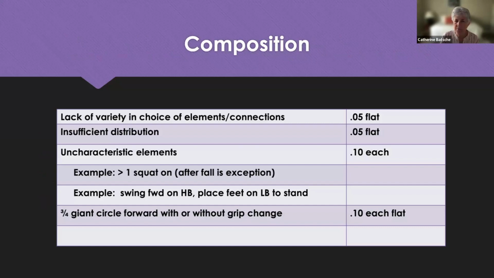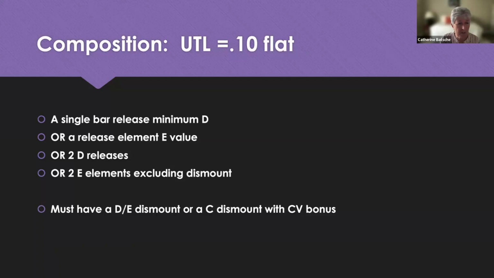1/10 each. Another composition deduction is the up to the level, and it is a flat 1/10 deduction if the gymnast does not have a single bar release, which is a minimum of a D value part, or a release element that's an E value part, or 2 D releases or 2 E elements, excluding the dismount. In addition, the gymnast must have a D or an E dismount or a C dismount with CV bonus.